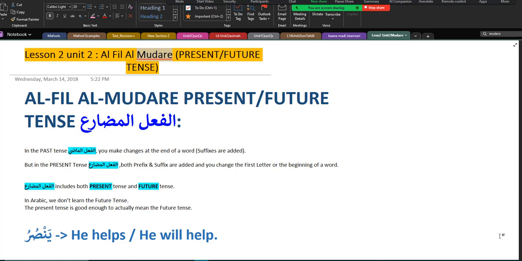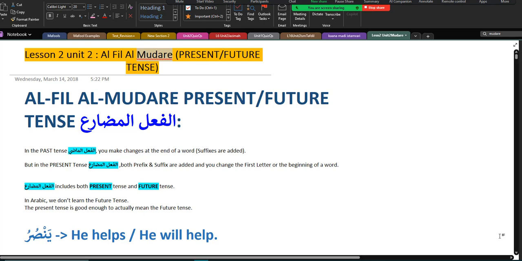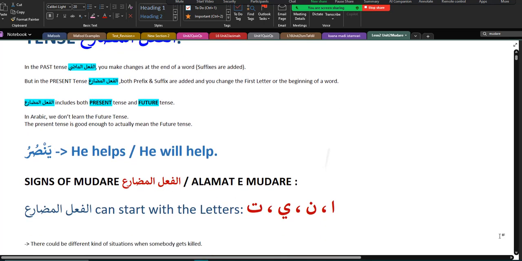Right, so there you made the changes at the end of the word fa'ala, but in the mudare you're going to make changes in the beginning as well as at the end. Okay, so this includes fi'l mudare. This includes both present tense and the future tense. And in Arabic we don't learn the future tense. In the present tense it's good enough to actually mean the future tense.